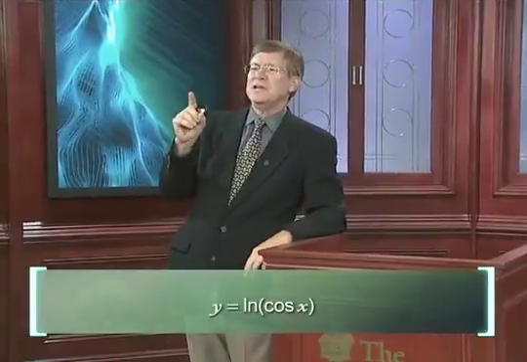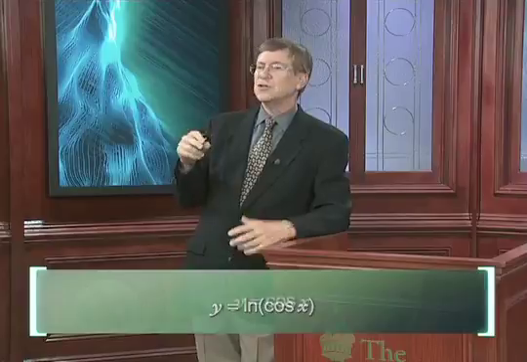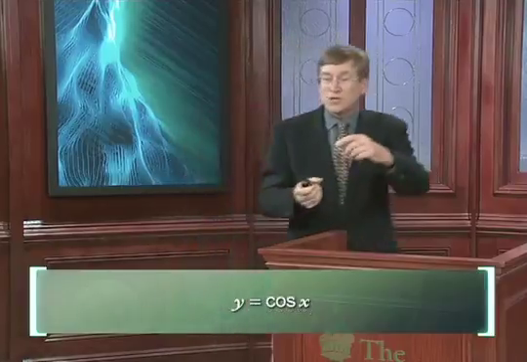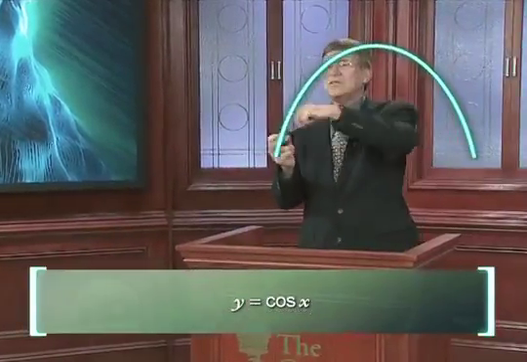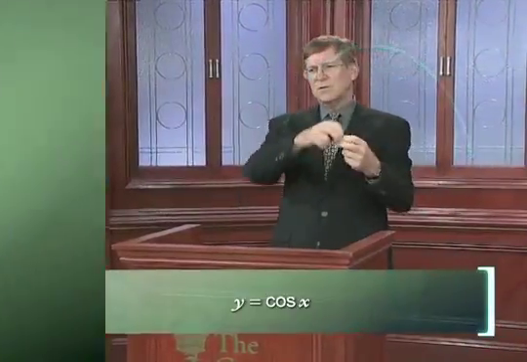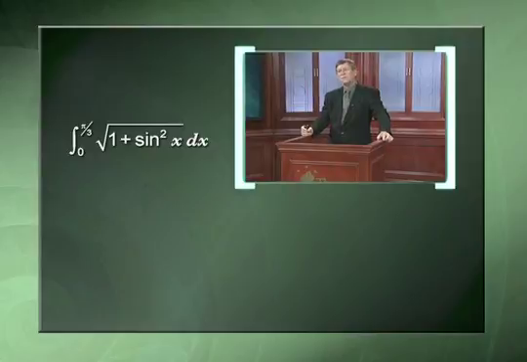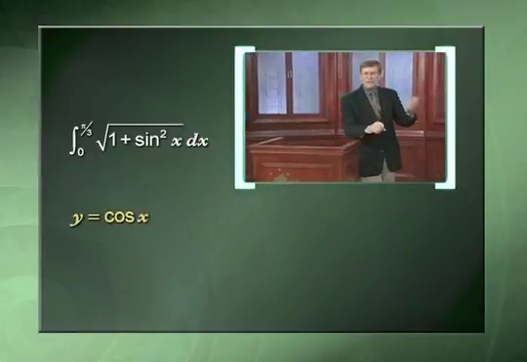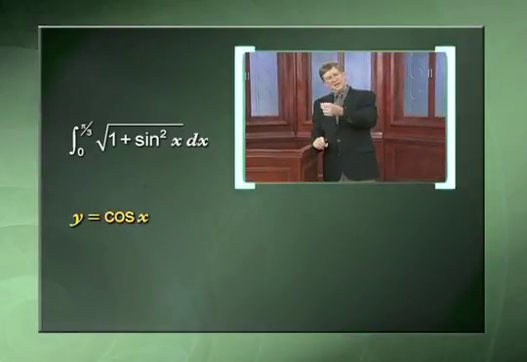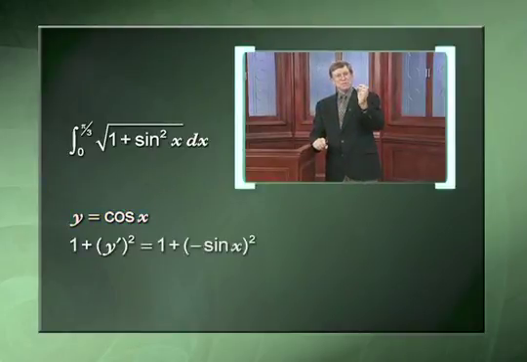Now, suppose you change that function not to log cosine, but rather just cosine, much simpler. In other words, what's the length of a piece of the cosine curve? That should be fairly simple, shouldn't it? Well, it turns out that gives rise to the square root of 1 plus sine squared. Why is that? The derivative of cosine is minus the sine. So 1 plus the derivative squared is 1 plus minus sine x quantity squared.